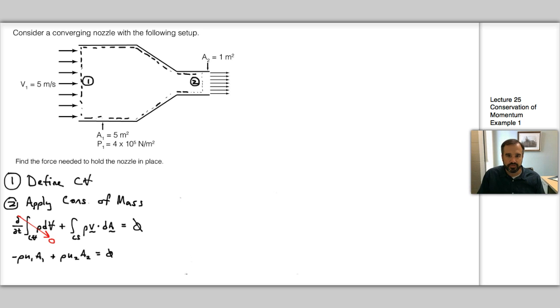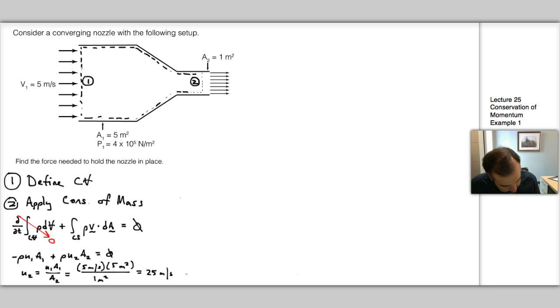We can now rearrange that to solve for u2, the only unknown, and we get u2 is equal to u1 A1 over A2. Plug in our values there, we get 5 meters per second times 5 meters squared divided by 1 meter squared, we get 25 meters per second. Okay, so now we have u2, the velocity at the exit end of the nozzle. Okay, so we've done all that before. Here's where things get a little bit different.